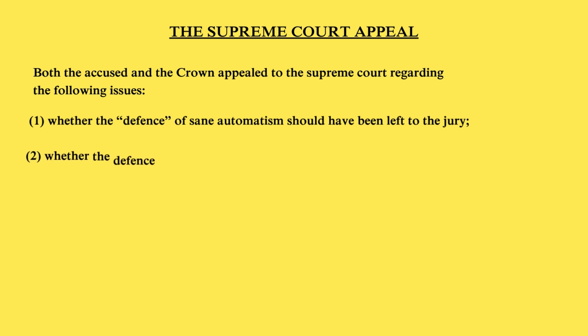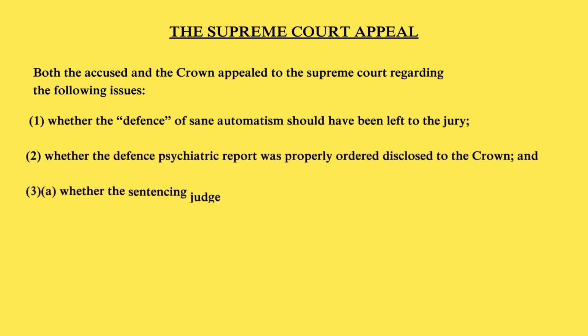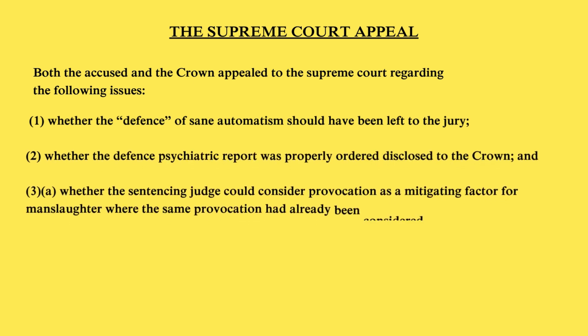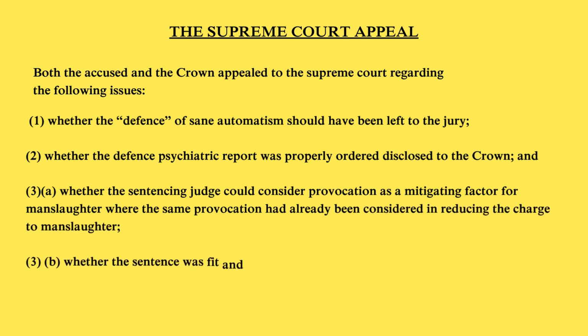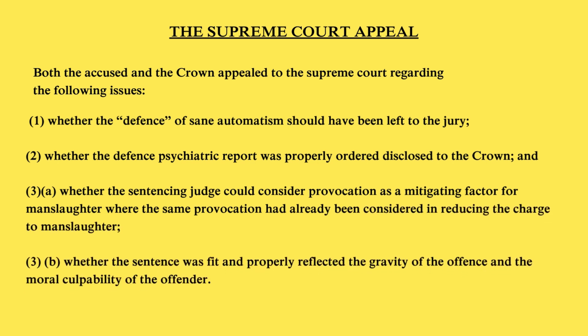Both the accused and the prosecution appealed to the Supreme Court regarding the following issues. First, whether the defense of sane automatism should have been left to the jury. Second, whether the defense psychiatric report was properly disclosed to the Crown. Third, whether the sentencing judge could consider provocation as a mitigating factor in sentencing where the same provocation had already been considered to reduce the charge to manslaughter. Finally, was the sentence fit and did it properly reflect the gravity of the offense?